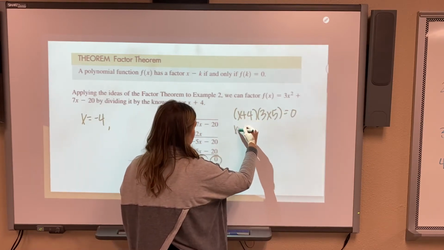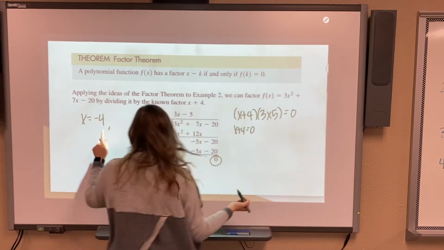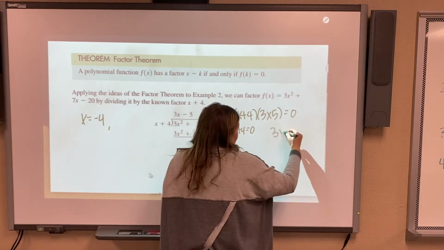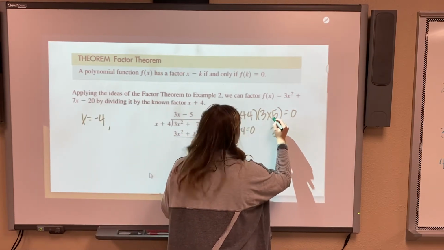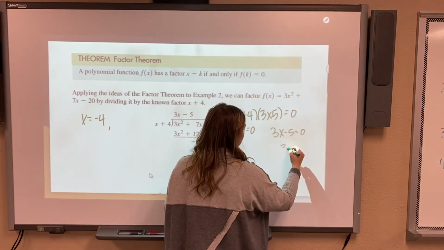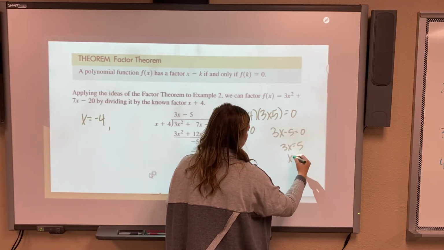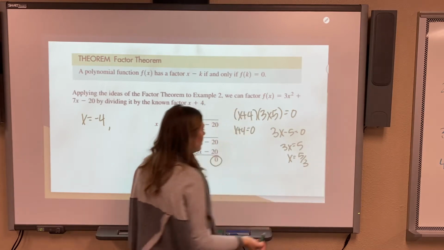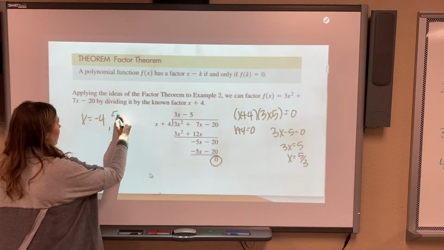So x plus 4 equals 0. We get a negative 4. And then we could even easily find out our other 0. So 3x minus 5 equals 0, so that would be add 5. So 3x equals 5. Divide by 3, x is equal to 5/3. Okay, and so that's our other 0.